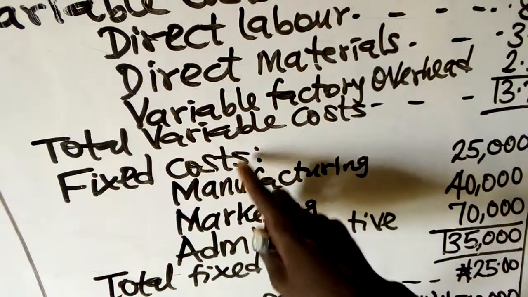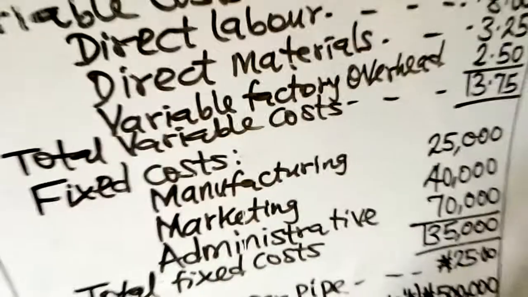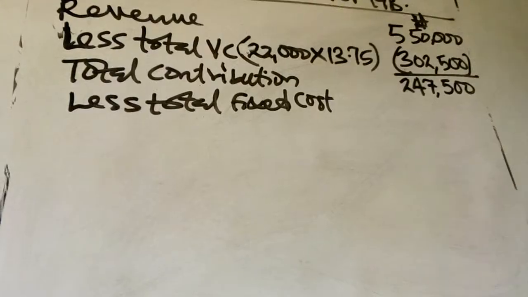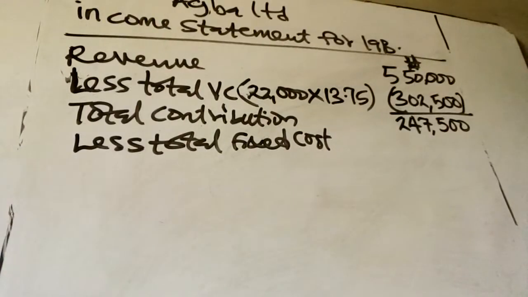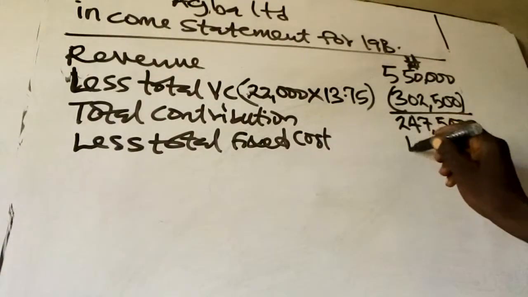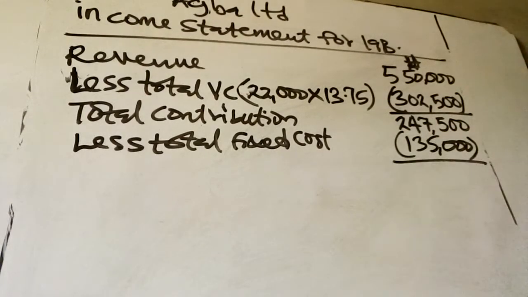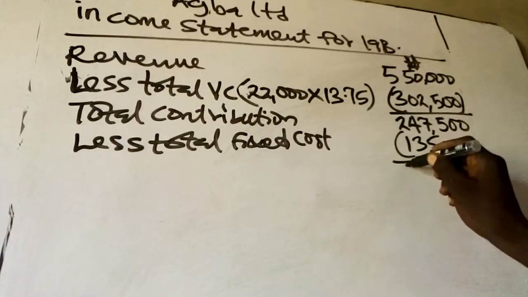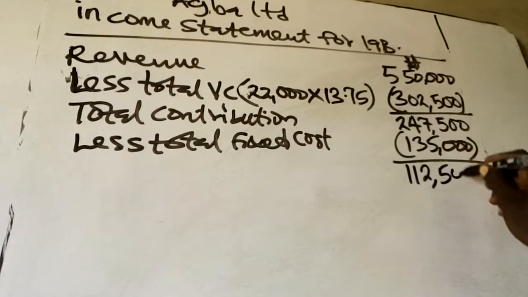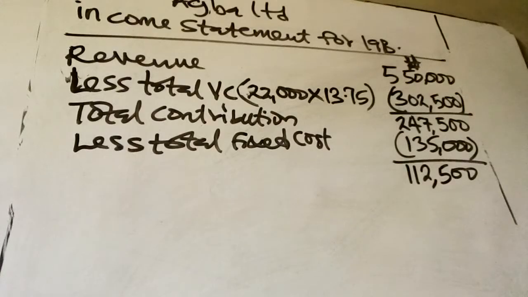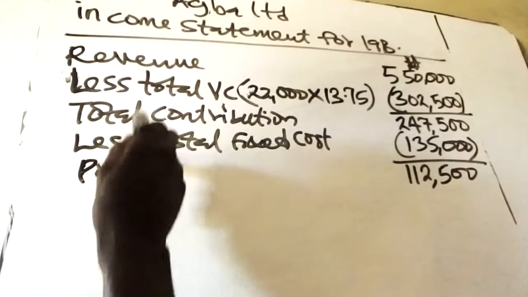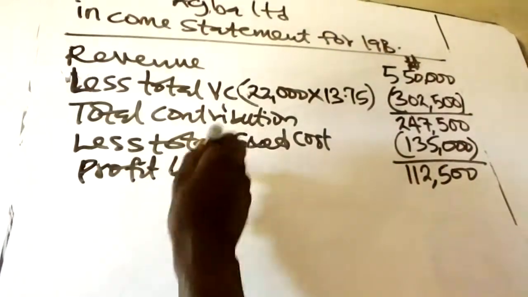135,000. Fixed cost total is 135,000. So when you less 135,000 from 247,500, then you'll be left with 112,500. This is profit before tax.